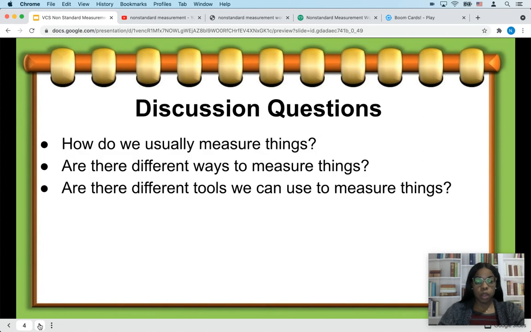Here are some discussion questions you can have with your students. You can ask them, how do we usually measure things? Are there different ways to measure things? Are there different tools we can use to measure things? And see what the students say. They may surprise you with some of their answers.